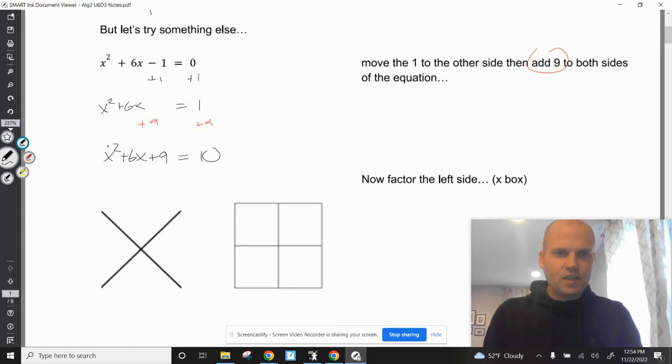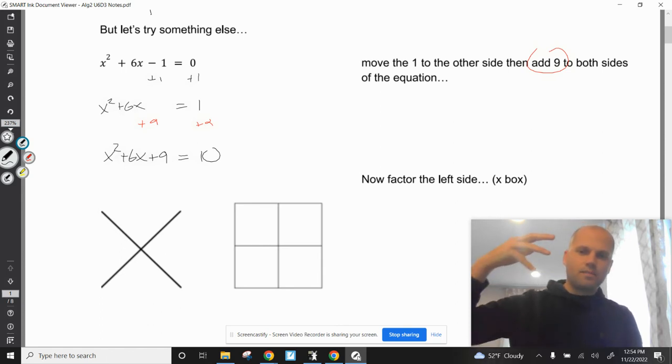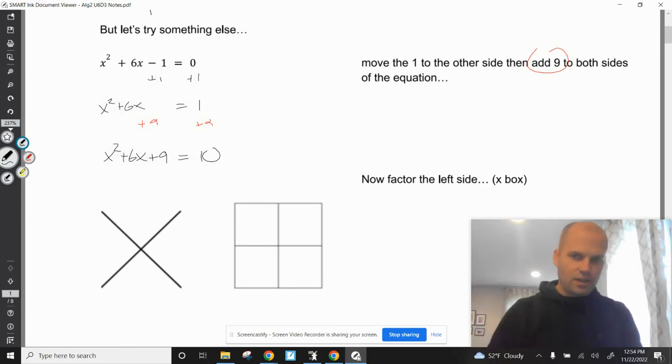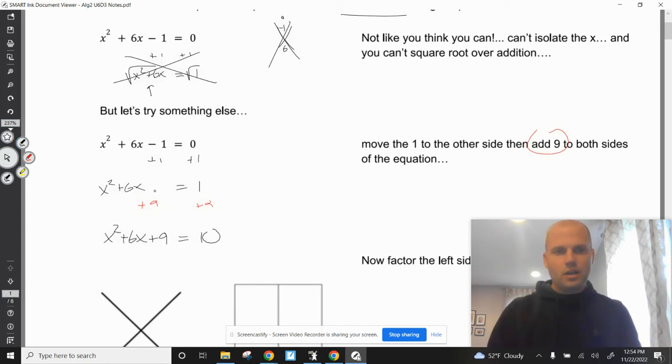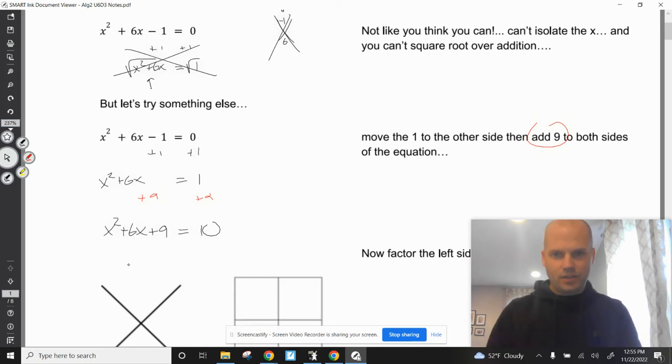Now, this is actually factorable. I could factor this. I couldn't factor the original one. You might want to try to factor x squared plus 6x minus 1, and it's two numbers that multiply to get negative 1 and add to get 6, and they don't exist. It doesn't mean that there's no solutions. There are solutions here. Just because you can't factor doesn't mean you don't have any solutions. So what I just did is add 9 so that I can factor this.